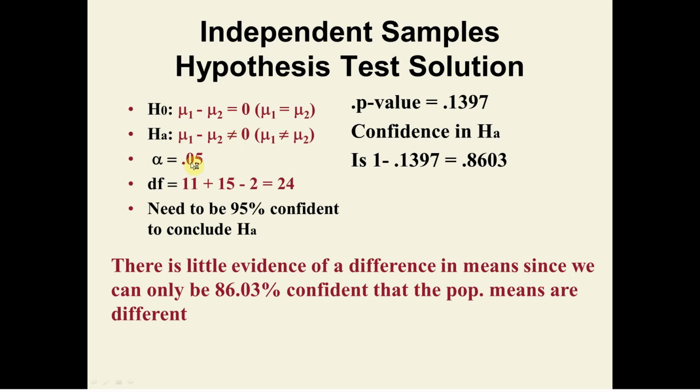Okay, at the alpha level of 0.05, we plug this into Megastat. We get a p-value of 0.1397. Well, because this is greater than 0.05, we cannot reject this. There is insufficient evidence to reject this, or insufficient evidence to conclude that the means are different. How confident are we? We're only 86.03% confident. We need to be at least 90% confident. So there's not much evidence that the population means are different.